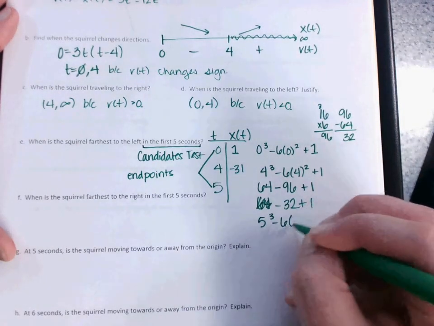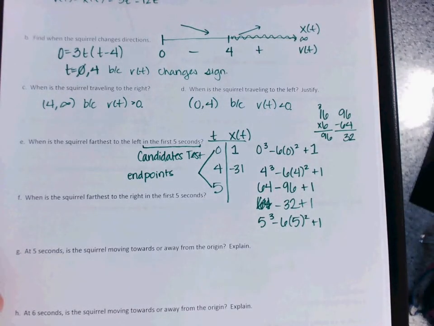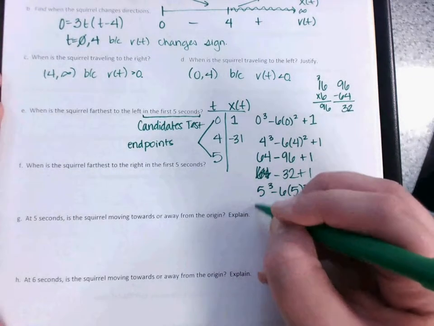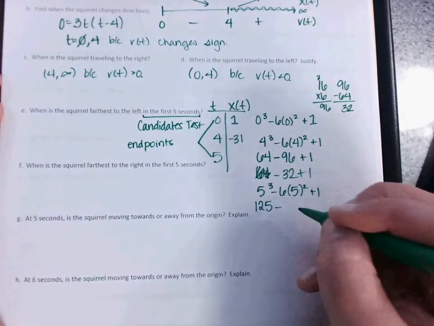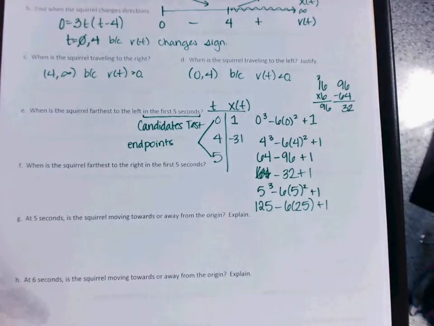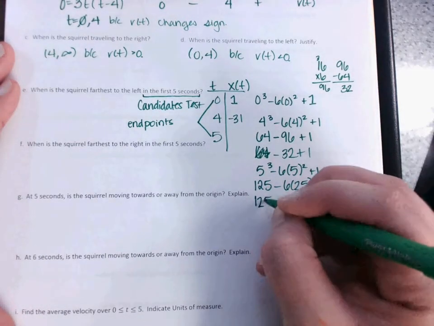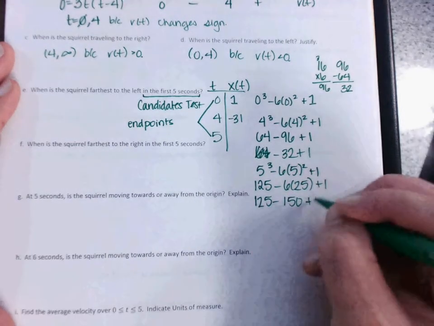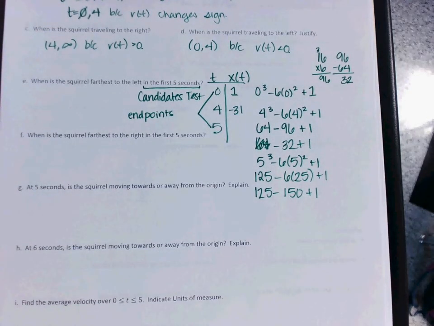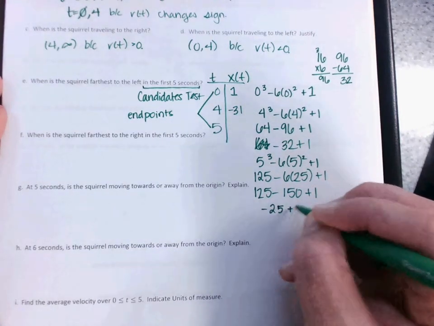Now on the AP test, they'd probably make these numbers not as hard, but these are very manageable if you had to do them. Okay, so 5 cubed is 125, minus 5 squared is 6 times 25. 6 times 6 quarters is worth how much? 150. What's 125 minus 150? Negative 25 plus 1? Negative 24.